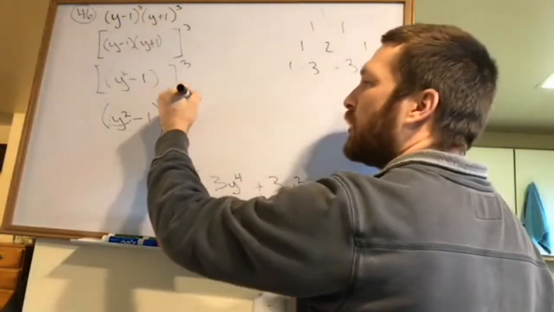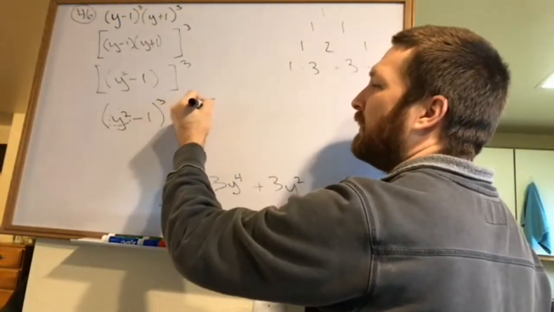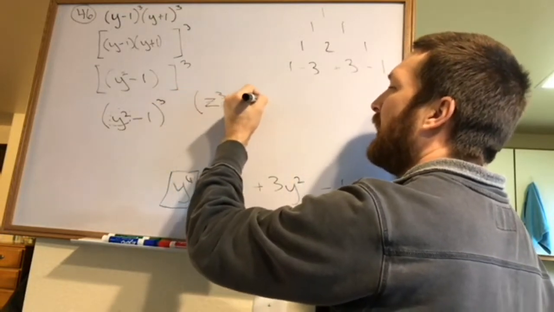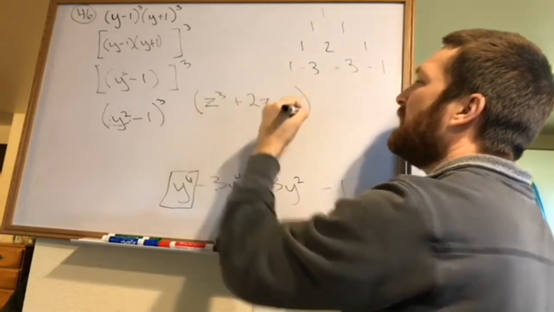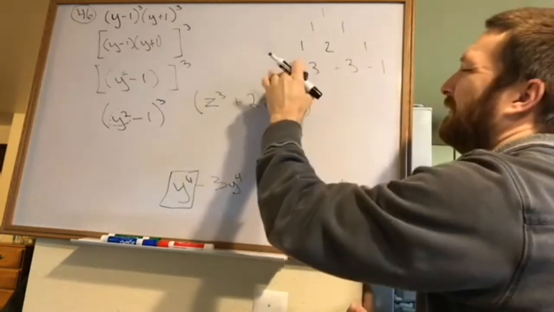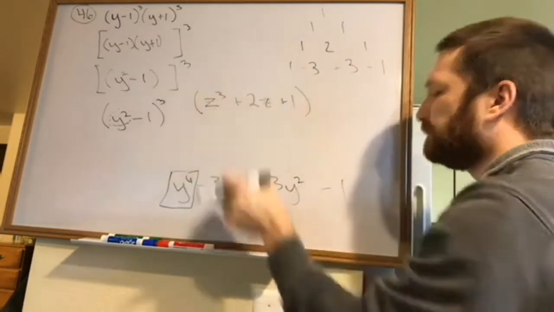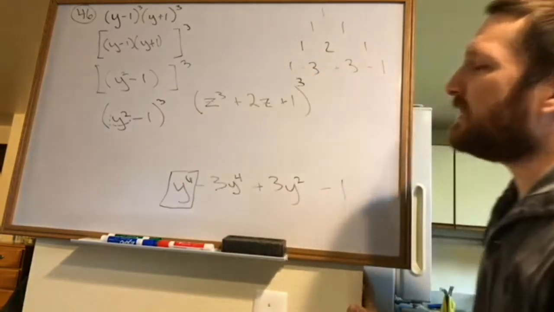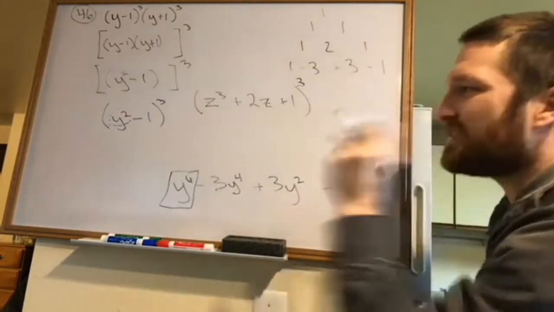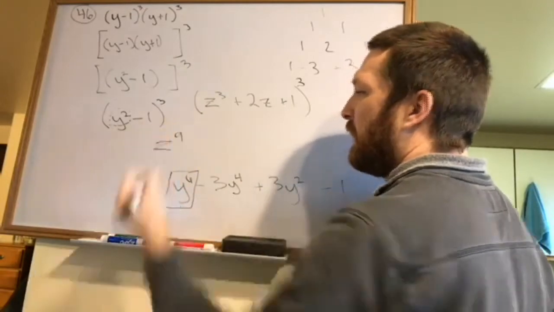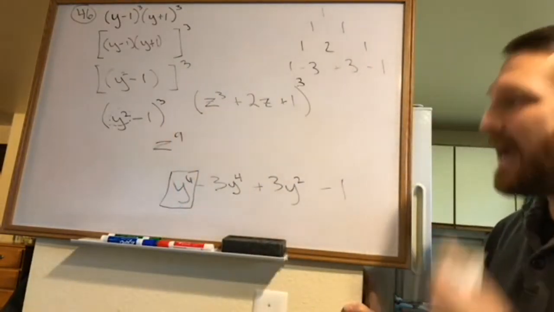highest order term, let's say we have a polynomial in z and I have z cubed plus, oh, I don't know, how about 2z plus 1? And I'm going to raise that to the 3rd power. I can tell you ahead of time that the highest order term is going to be z to the 9th power. Why? How do I know that?